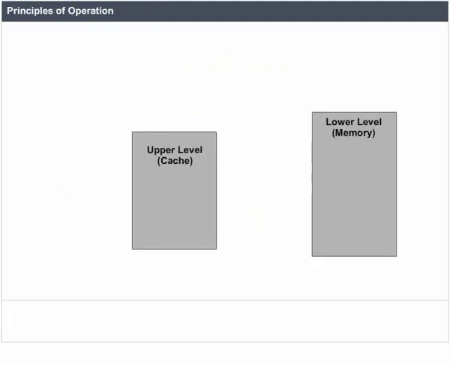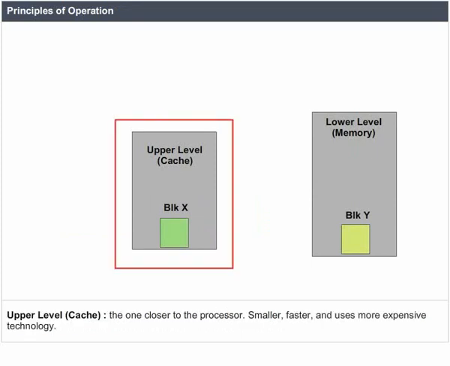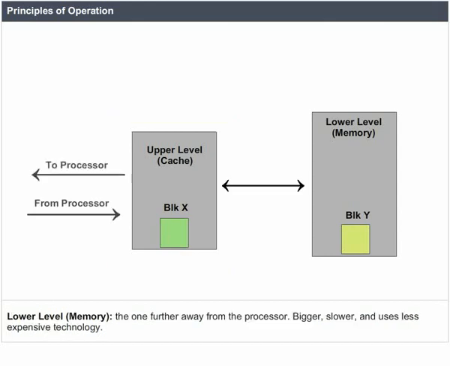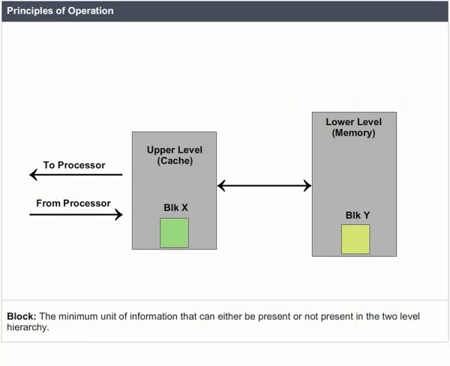Principles of operation. At any given time, data is copied between only two adjacent levels. Upper level, cache, the one closer to the processor: smaller, faster, and uses more expensive technology. Lower level, memory, the one further away from the processor: bigger, slower, and uses less expensive technology. Block, the minimum unit of information that can either be present or not present in the two-level hierarchy.